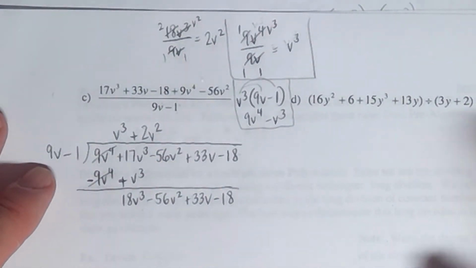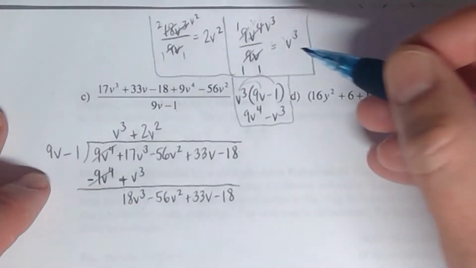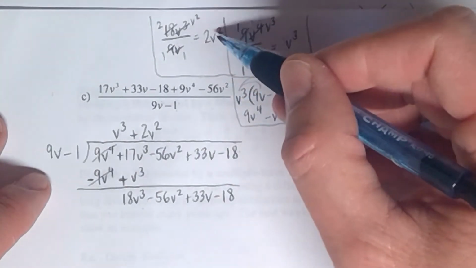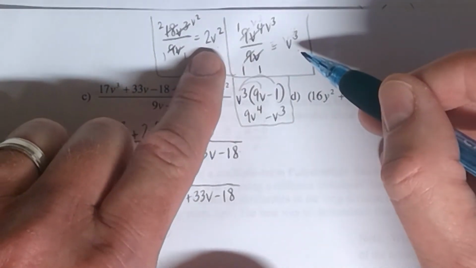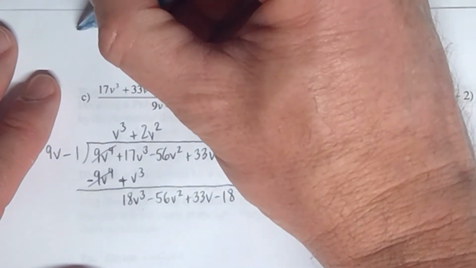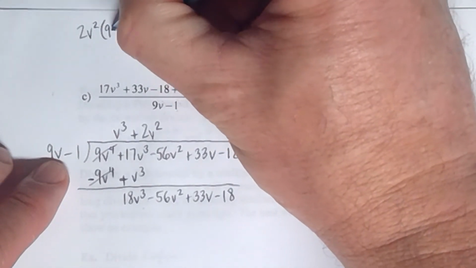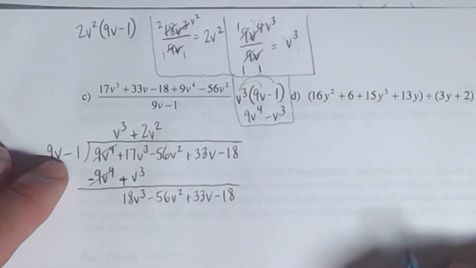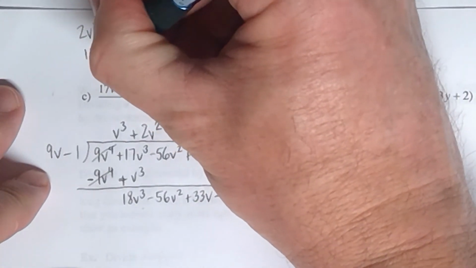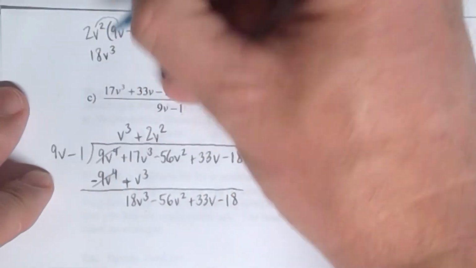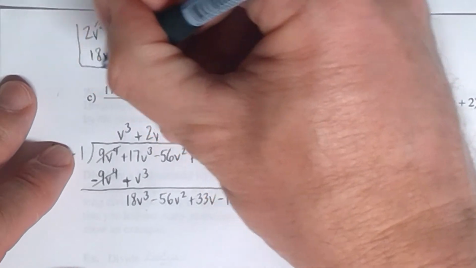And now what did we do after we divided in the first part of the problem? We then multiplied. So you take the answer you got when you divided, just like I did with v to the third, and you do the same thing with 2v squared. You multiply it by the entire outside of the division bar, 9v minus 1. And what do we get? We get 18v to the third, I'm distributing here, 18v to the third minus 2v to the second. Like that.